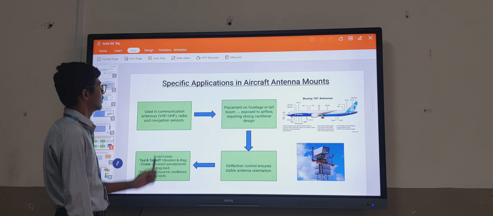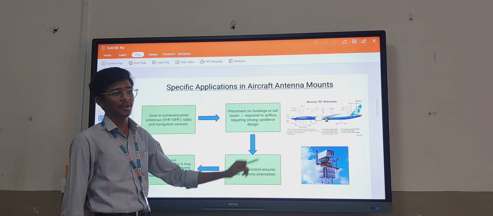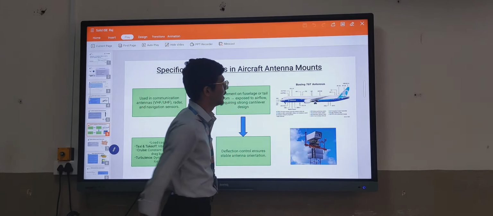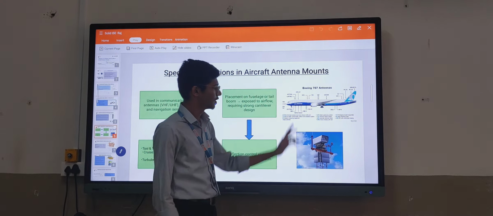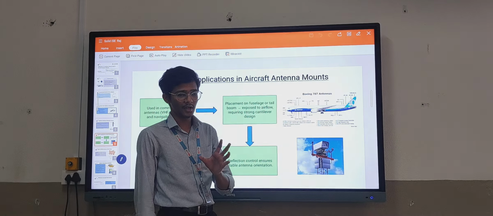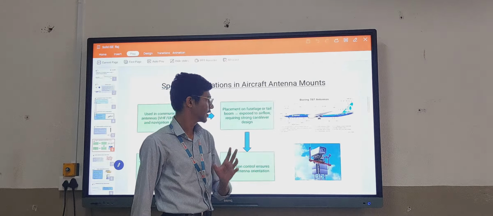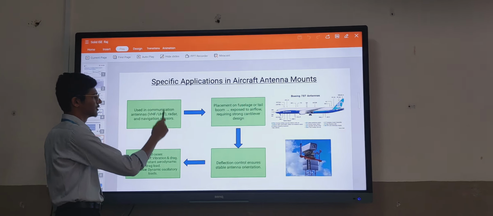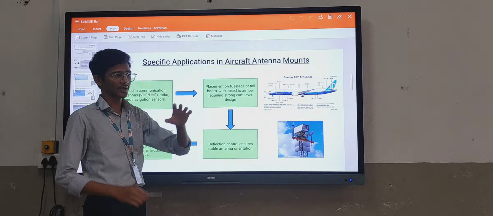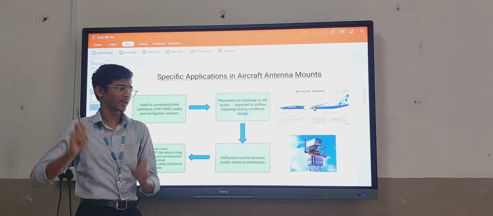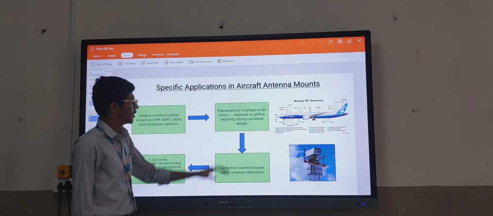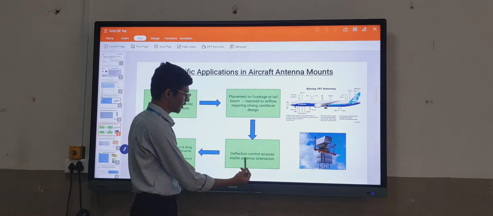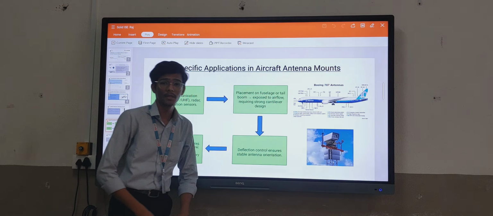Next slide. Here are the special applications in aircraft antenna mounting. Here we can see the Boeing 787 with more than 10 antennas, also made of lightweight materials like aluminum and titanium. The communication antennas, radar, and navigation sensors are placed on the fuselage or the tail of the aircraft, and they also have a strong cantilever design. Deflection control ensures stable antenna operation.